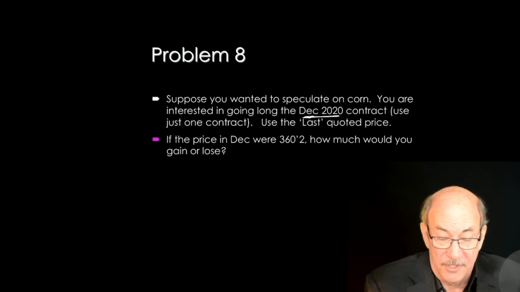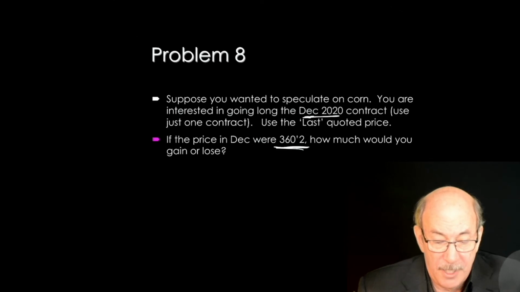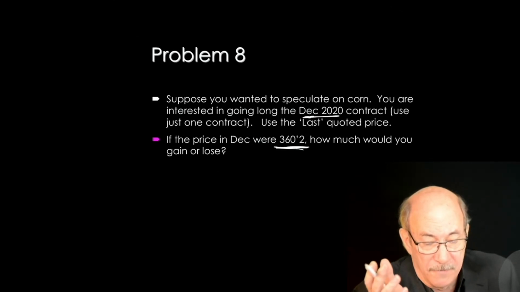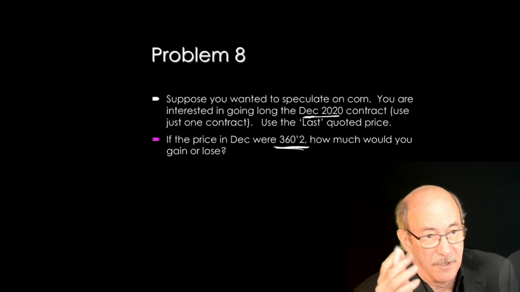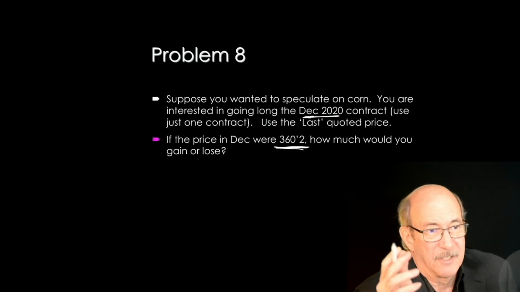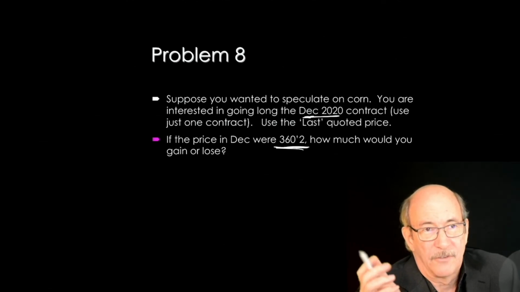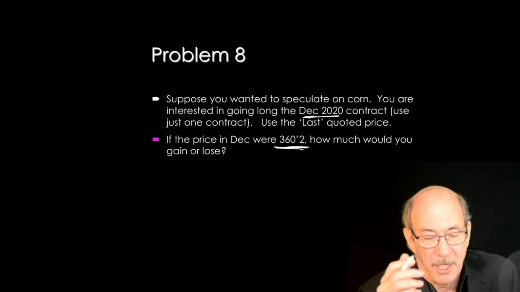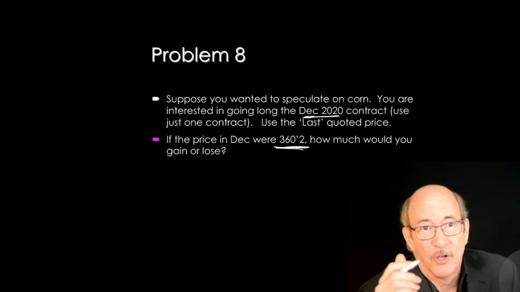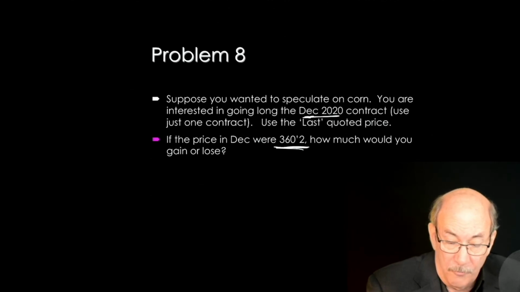If the price in December were 360 apostrophe 2, and remember when we talked about these futures contracts, that apostrophe is fractions of a penny, and the 360 are pennies. So that's $3.60 plus 2/8 of a penny or 1/4 of a penny. So $3.6025 per bushel. So when that contract expires, that's what we're going to base this on.